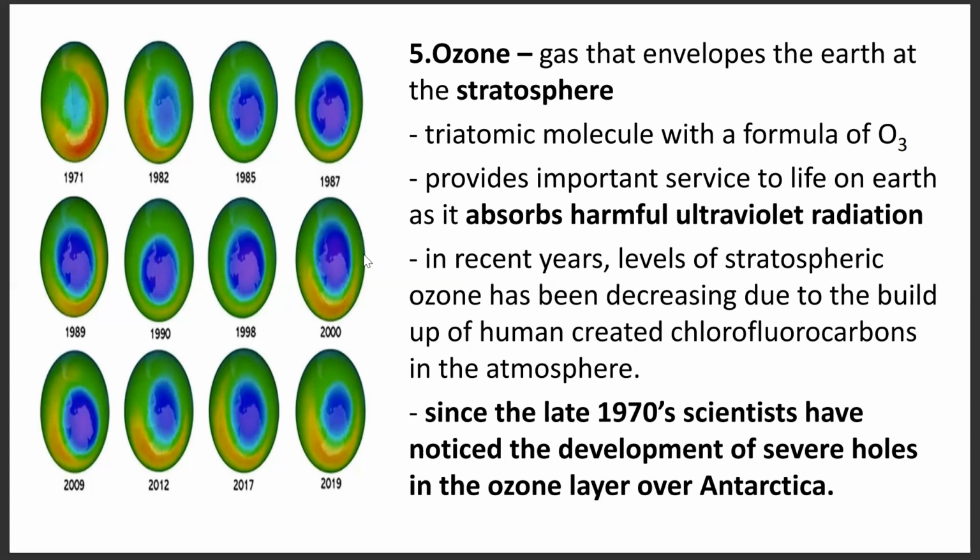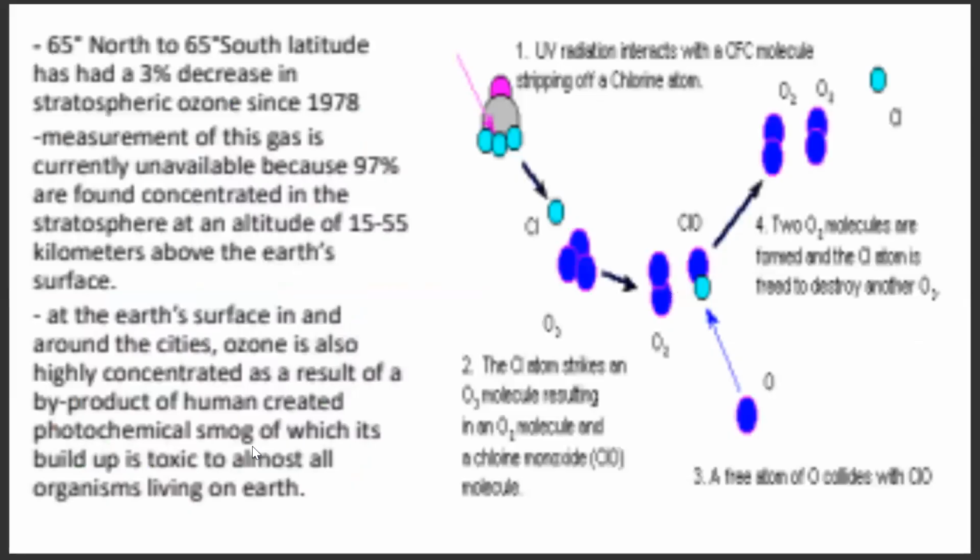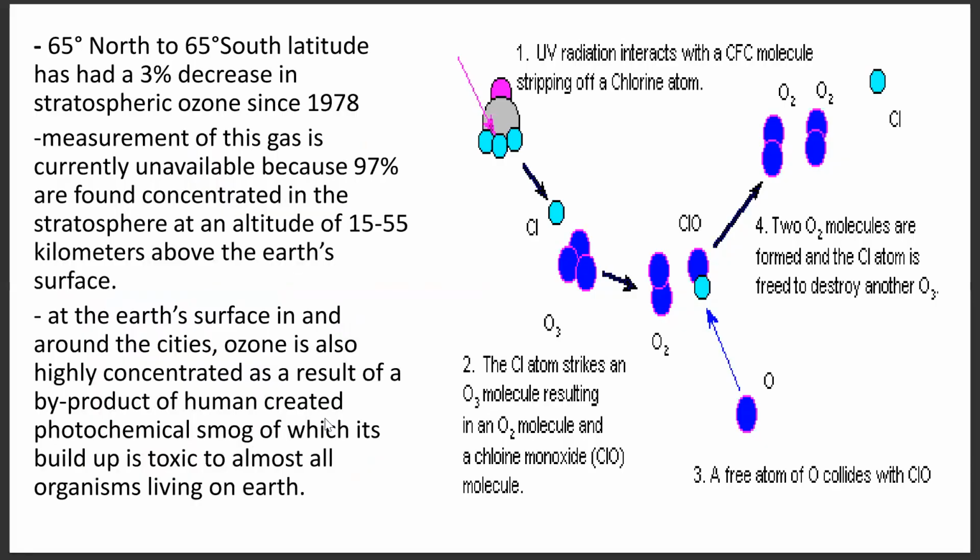So it was enlarged in the year 2000. And in 2019, if you compare this one to 2017, the hole is actually gradually closing. So it's getting smaller and smaller through time, thanks also to the effort of humans for banning chlorofluorocarbons for industrial use. So this is actually the process of why use of chlorofluorocarbons could degrade the ozone layer.